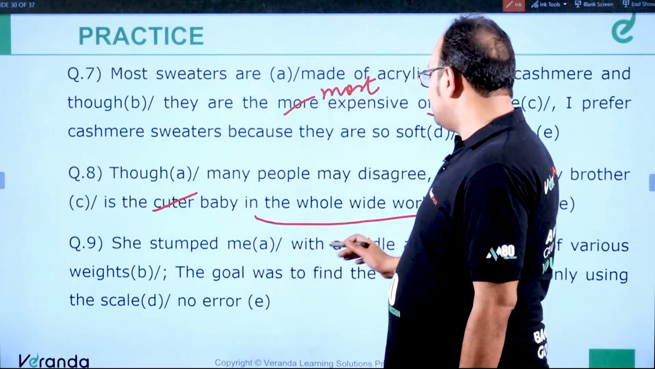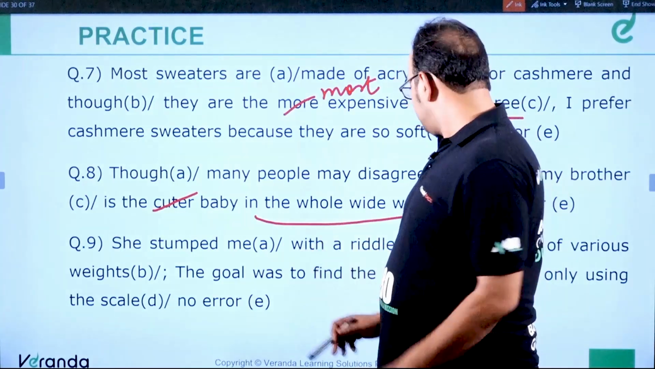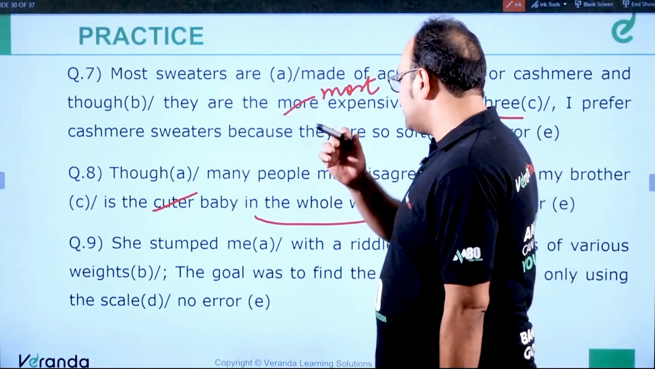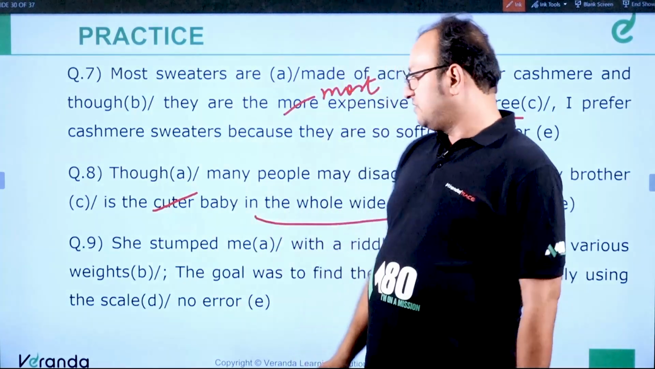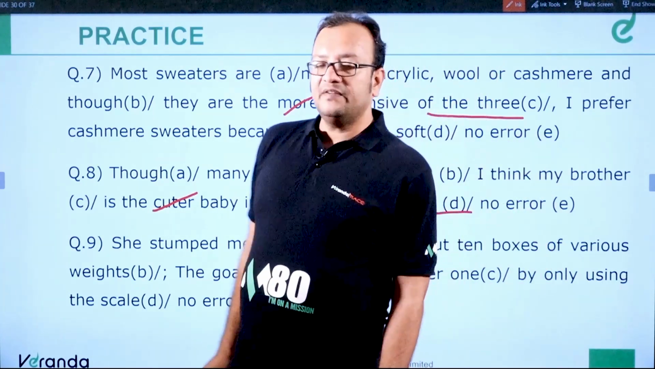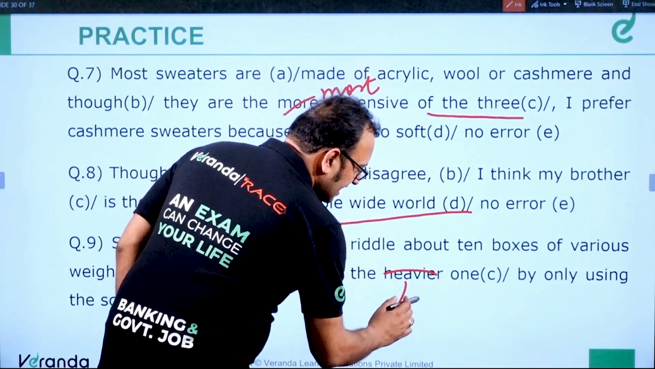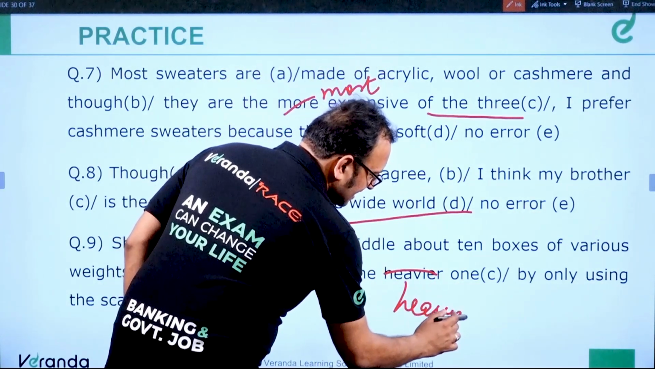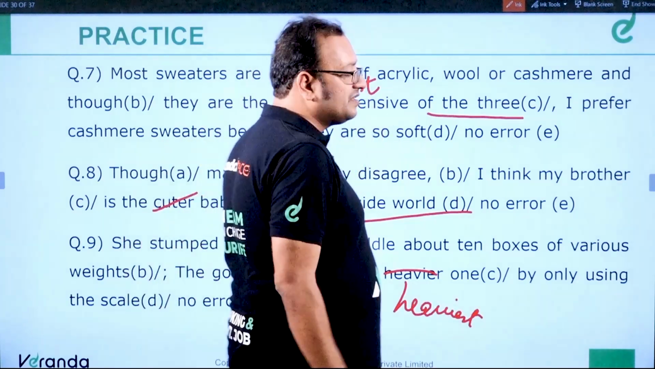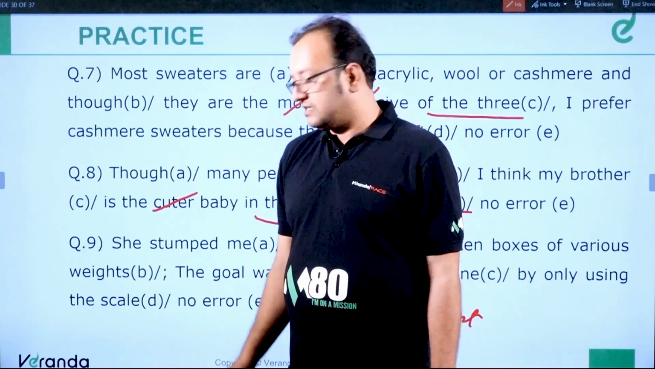She stumped me with her riddle. Riddle means puzzle. About 10 boxes of various weights. The goal was to find the heaviest one. Okay. We have 10 boxes, so it should be the heaviest one. H-E-A-V-I-E-S-T. Heaviest one. Clear? Because there are 10 boxes by only using the scale.